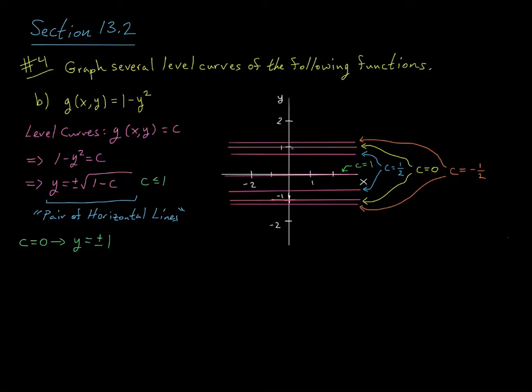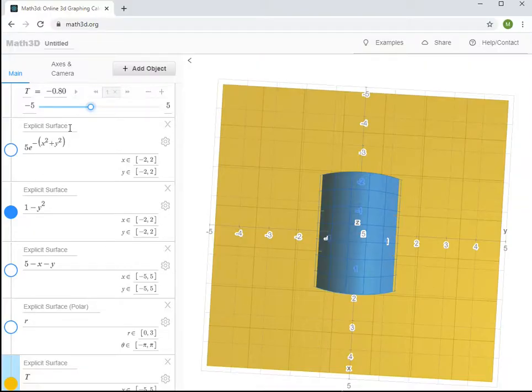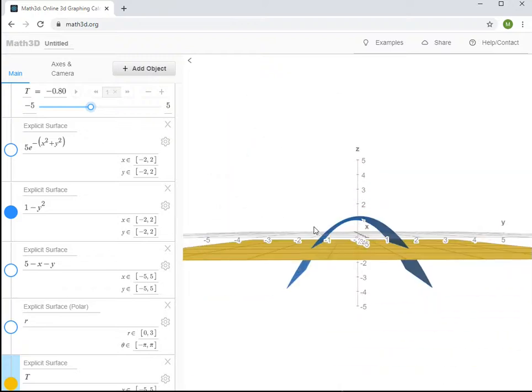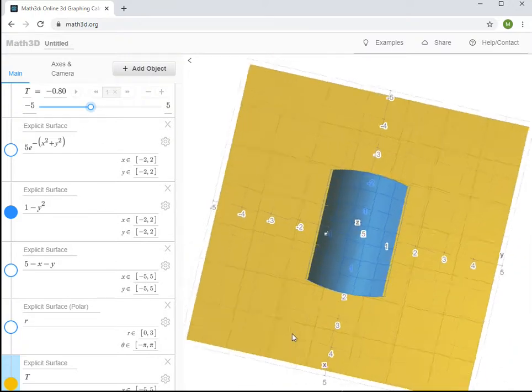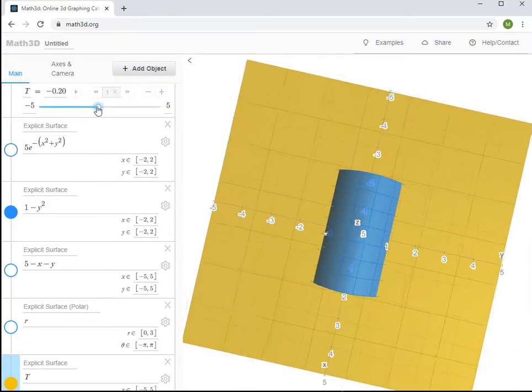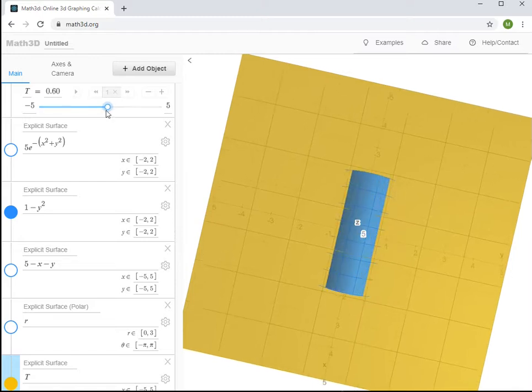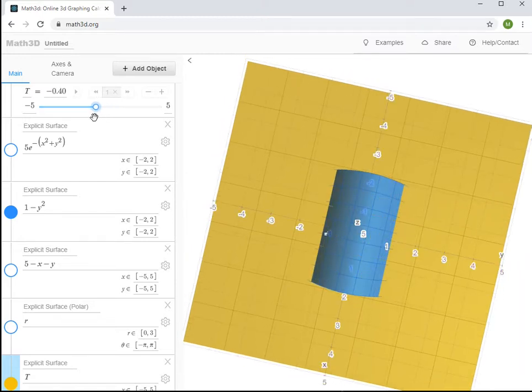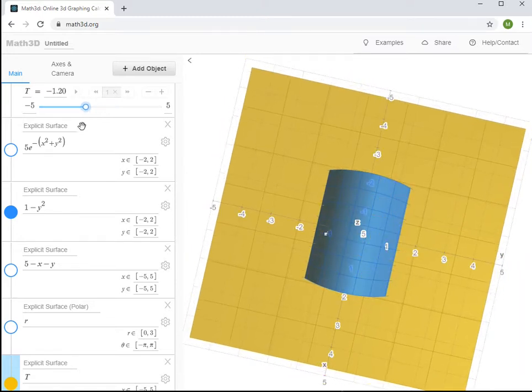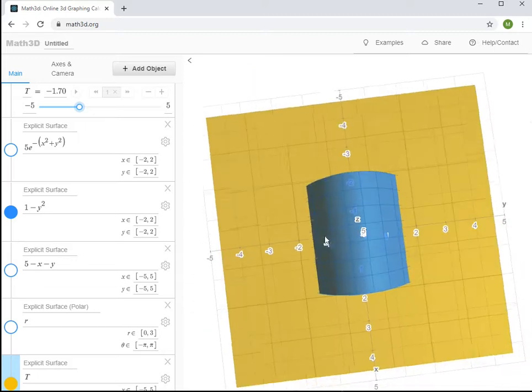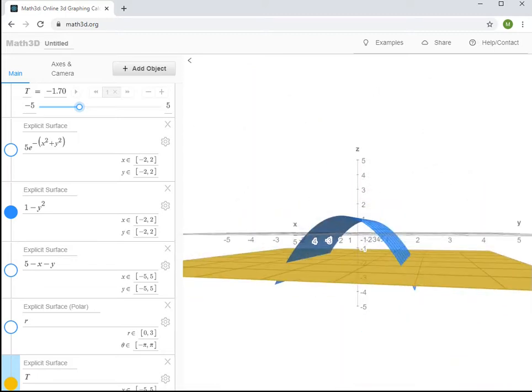As you let c, in other words the altitude, get more and more negative, these pairs of lines, the successive pairs, will get closer and closer to one another. And that's consistent with this parabolic shape for our surface. So the spacing up here would be greater than the spacing you're going to get down here for these successive pairs. So that is that one.